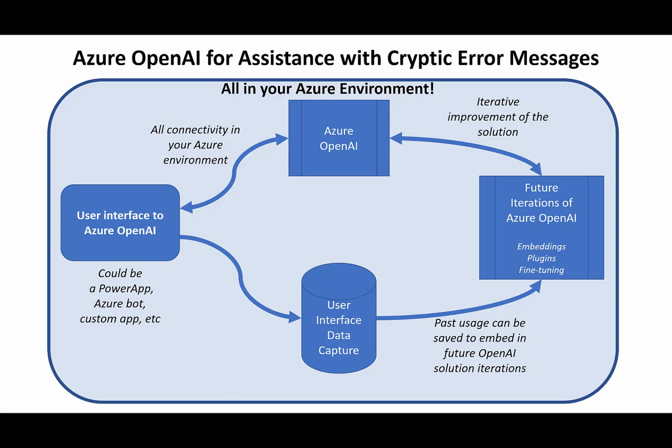That could be a Power App, it could be an Azure bot, it could be some type of custom application. There's a lot of different ways to achieve that capability. But in your own environment, you could also then store all of that back and forth conversation between the user and the OpenAI endpoint. And even though you just started with a standard out of the box GPT endpoint, down the road, once you have that information, you could use it in order to do things like embeddings, possibly fine tuning, and use it to customize the responses that users get in the future.